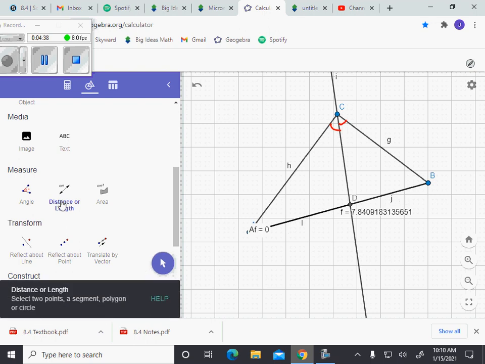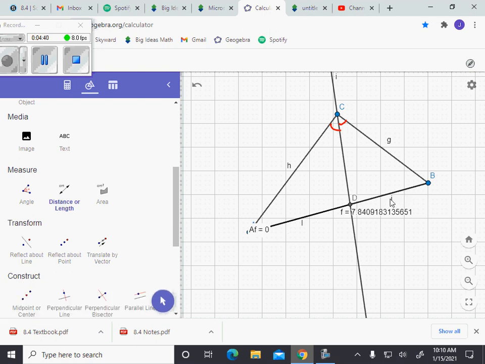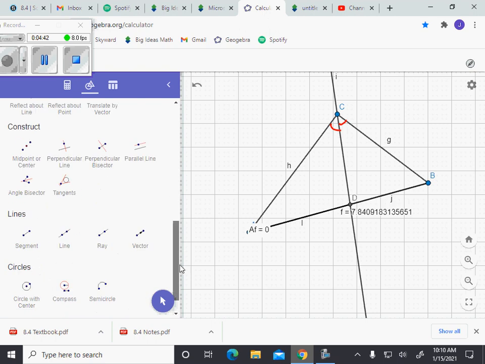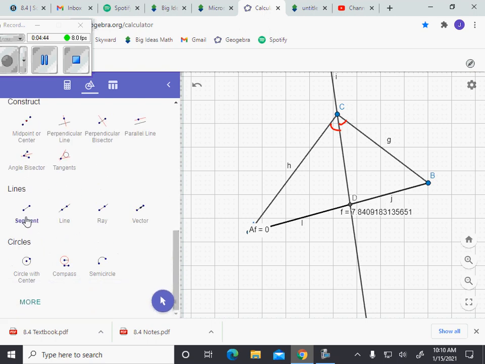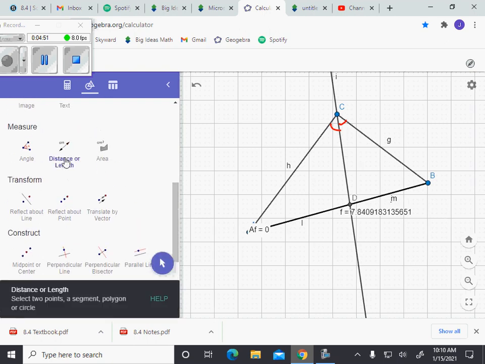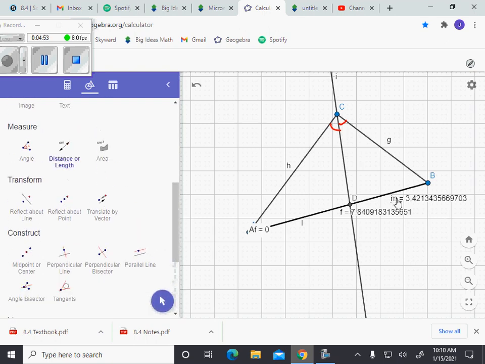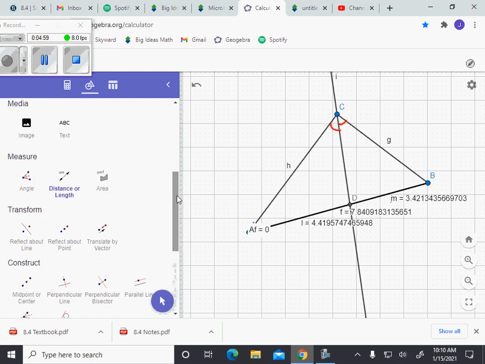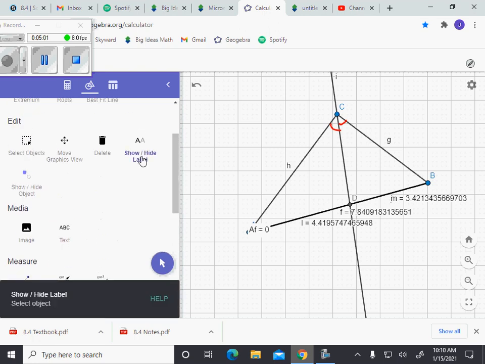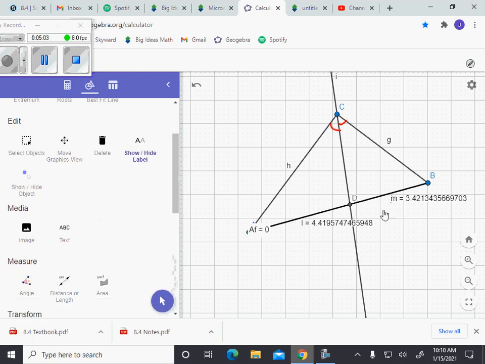Okay, this isn't working, which is frustrating. I want the distance of J. Okay, we have 3.41. We have 4.41. 1.7. Finally, thank you. Okay, I'm going to hide some things here. We're going to hide this because that's gross. We're going to hide this. Okay, we can't hide it, I guess.